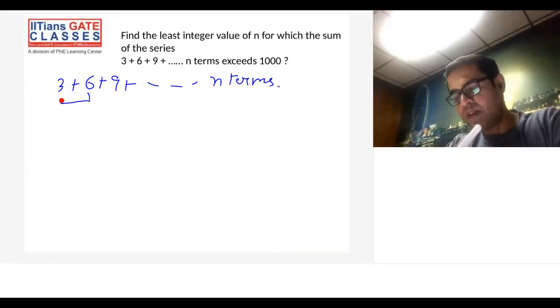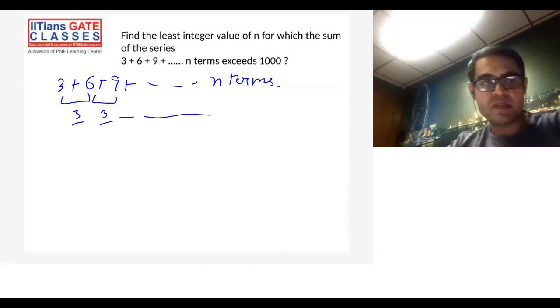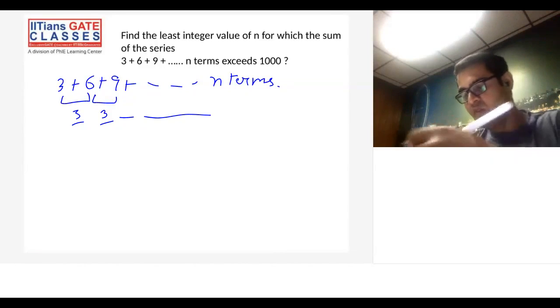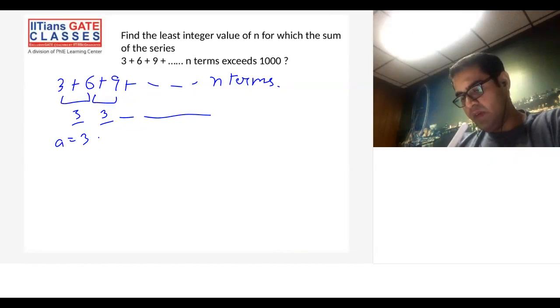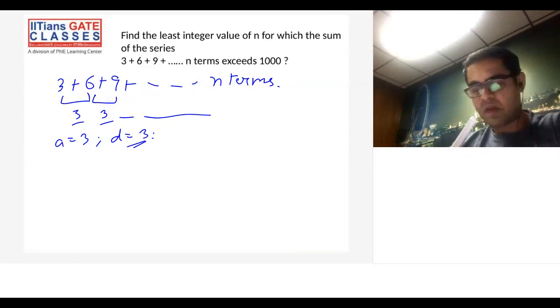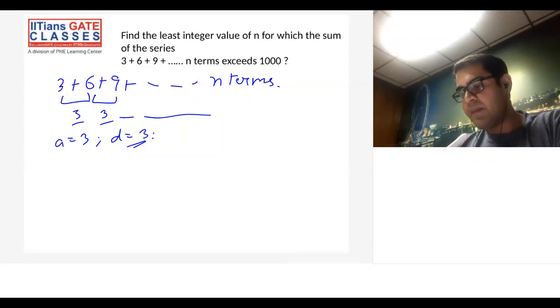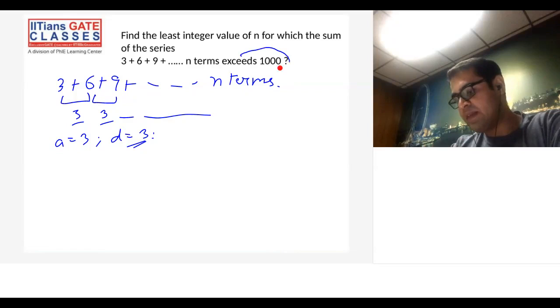So if I just take the difference of two terms, 3, and now I'm getting the same thing, so I can say that this is an AP series. A is what? 3. The common difference is also coming out to be 3. Now they are saying the sum for least value of n for which the sum doesn't exceed 1000.